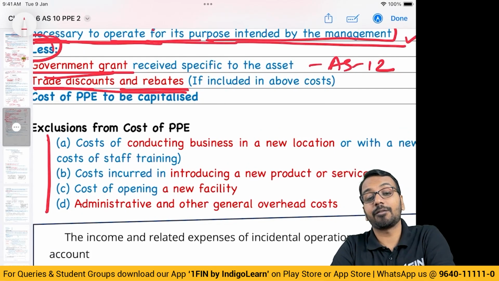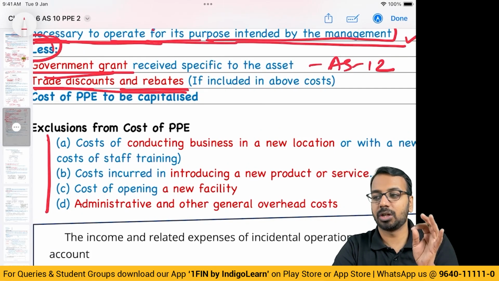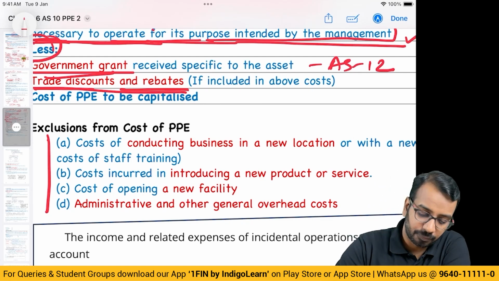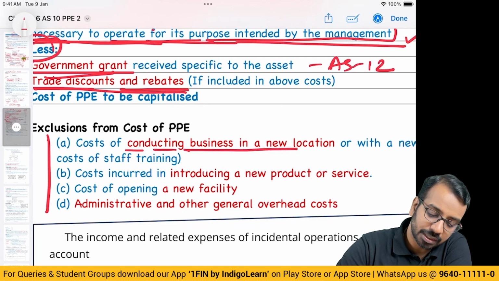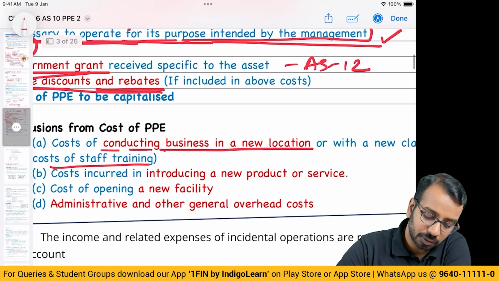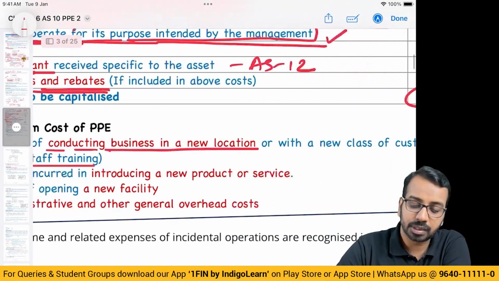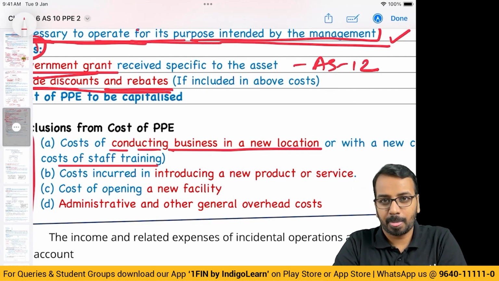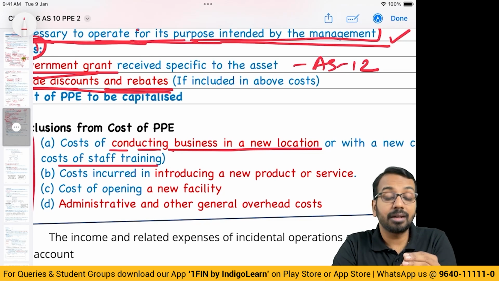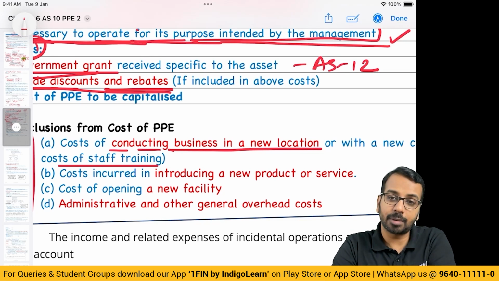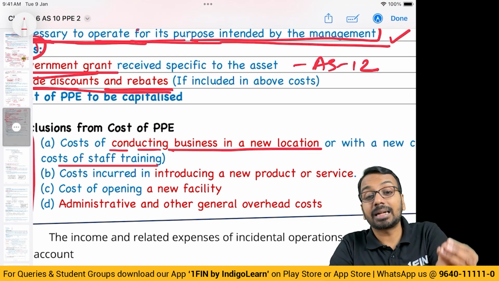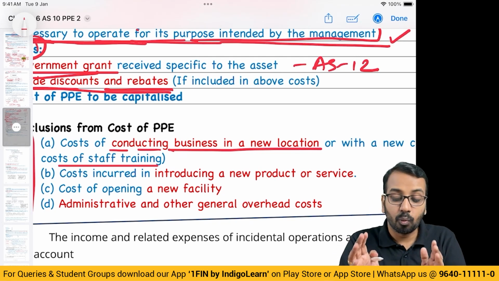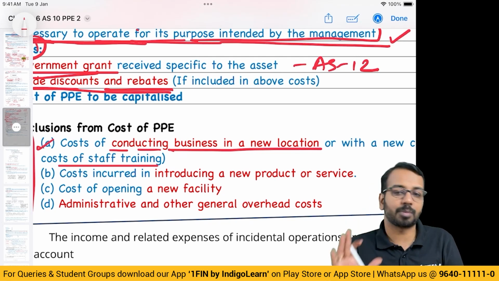Some things which will never form part of PPE. What are those things? First, cost of conducting business in a new location or with a new class of customer, or cost of staff training. So what does this mean? I started a business in another location. In that location, I had to train staff. Will that be a part of my PPE? No. In that place, I hosted a party, inauguration ceremony, ribbon cutting ceremony. Will that be considered a part of my cost? It will not be considered.